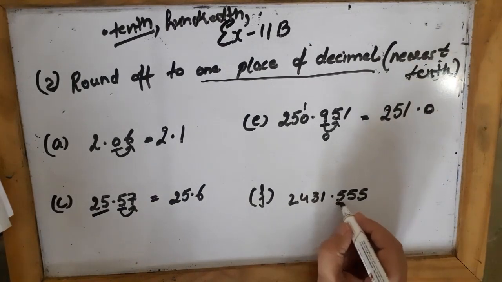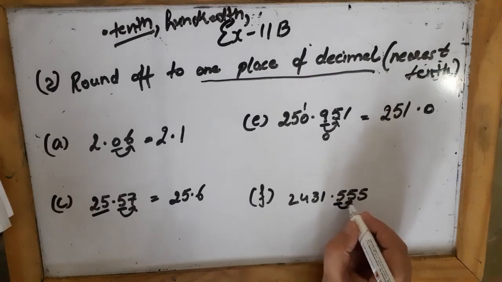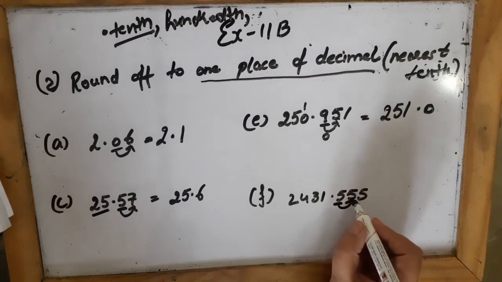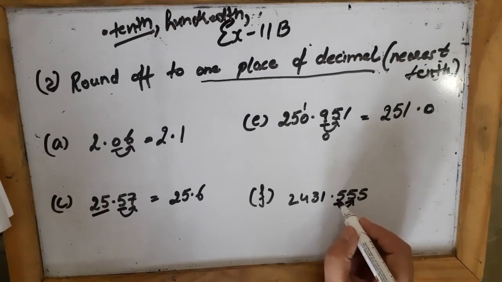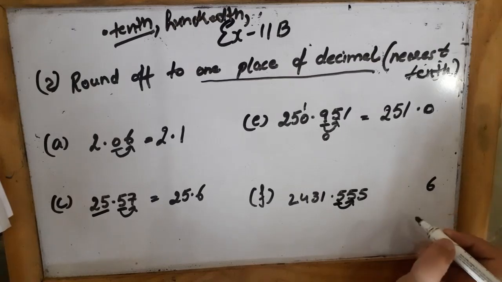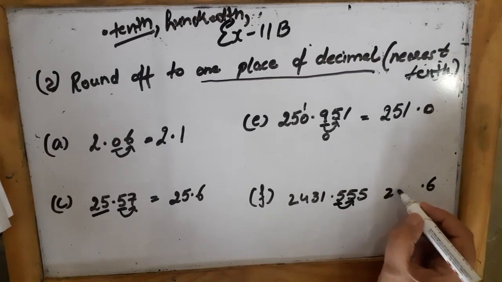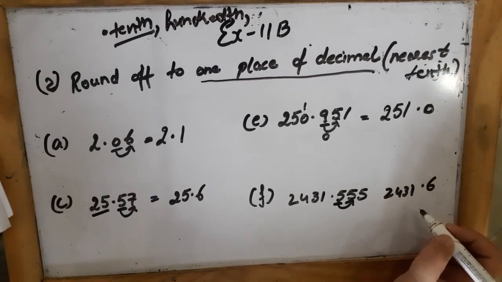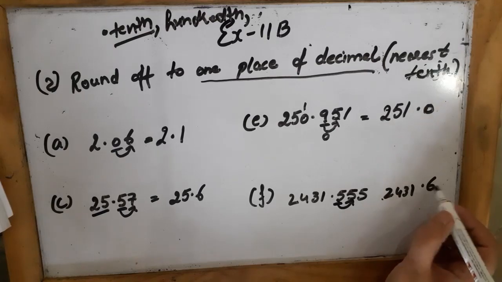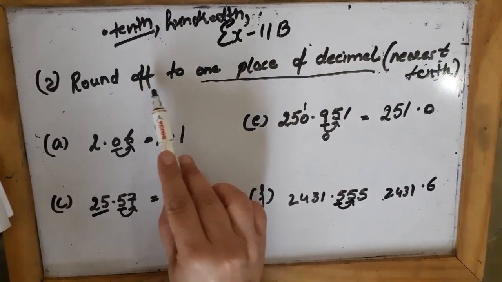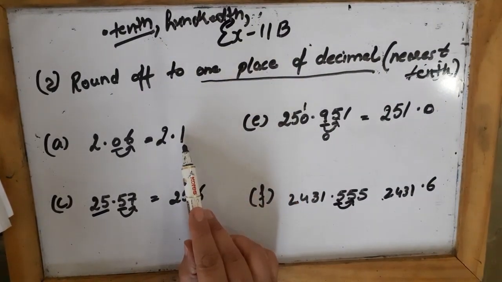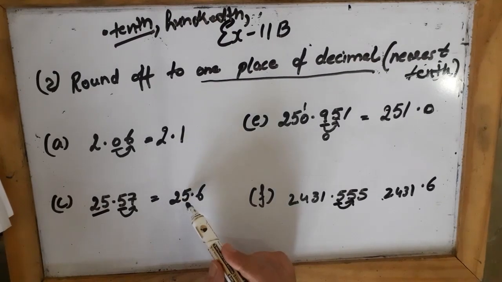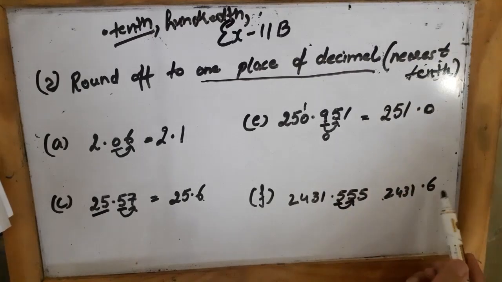Now look at the 10th place, and to the right of the 10th place it is 5, and even if you have 5, it means the number at the 10th place will change to the next digit, and it will become 6, and the whole number part will be the same. So 2431.6. So I have rounded off to one place of decimal. We require only to write up to one place after the decimal.